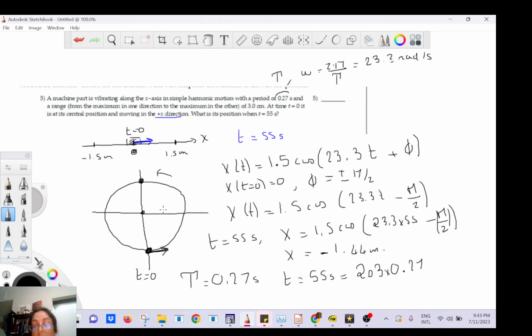So it's going around 203 times. And at the end, how much is left? 0.19 seconds. So that's going to help you find out where it is, right? Because it's going once and twice and 3 and 4 times, and then you have that much time left.